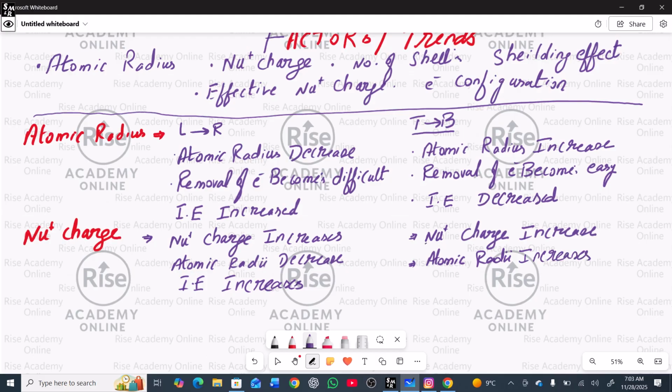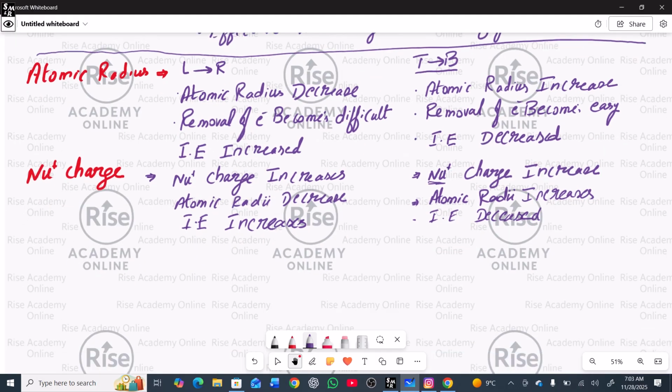Despite the increase of nuclear charge, atomic radii increase, and as a result ionization energy decreases. Actually, the nuclear charge is working to reduce the atomic size and increase the ionization energy. But in moving from top to bottom in a group, due to other factors like number of shells and shielding effect, we are going to discuss here in the next line.